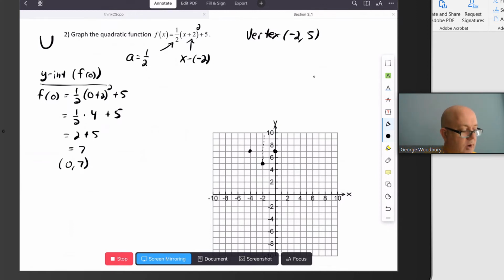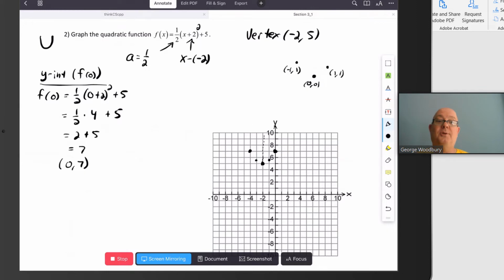No x-intercepts to worry about, so I'm going to use the ideas of x squared. On the graph of x squared on its own, the next points were at (1, 1) and (negative 1, 1), so 1 to the left and right and up 1. But because of the 1/2, we're only going to move up half a unit. So to the right of the vertex, I move over 1 unit, but then up 1/2, and the same thing on the left side.